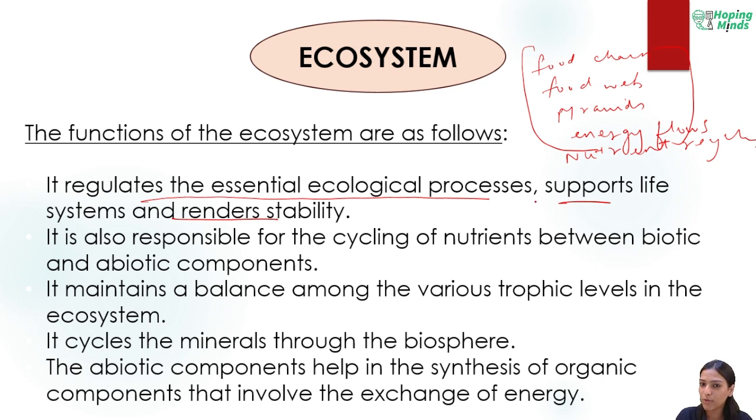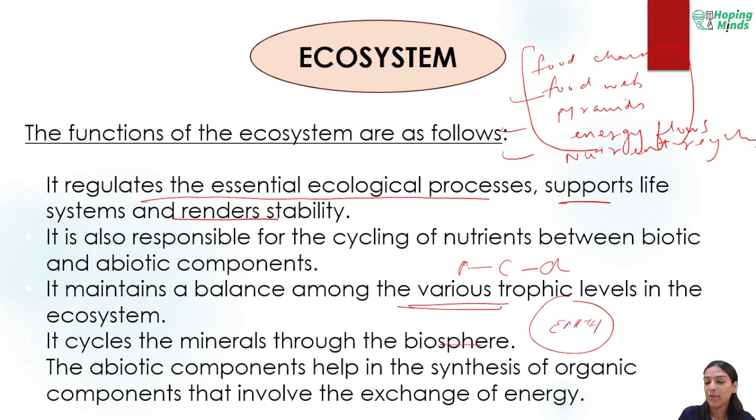What if the plants stop doing photosynthesis? Do you think you and I can breathe? Of course not. So to support life, to render stability in ecosystems, all these processes are very essential. The ecosystem functionally is also responsible for the cycling of nutrients between abiotic and biotic components. It maintains a balance among the various trophic levels, the producer, the consumer, the decomposer. It cycles the minerals through the biosphere. The biosphere is the living biome, the earth, the living biome.